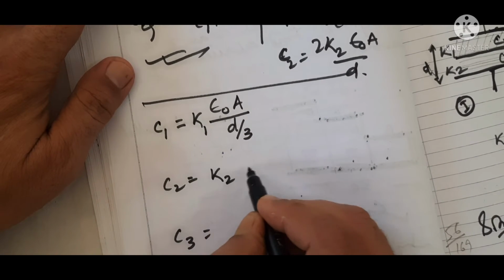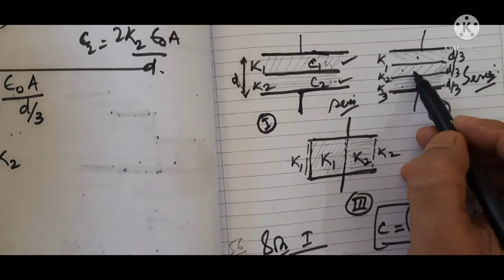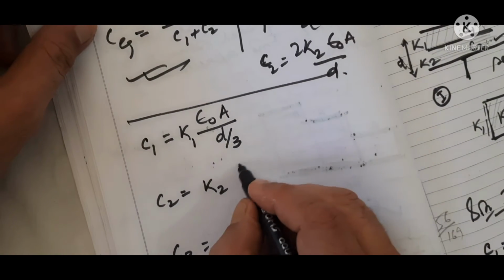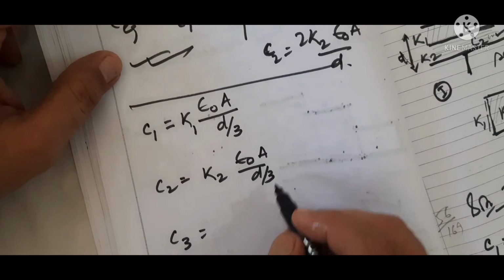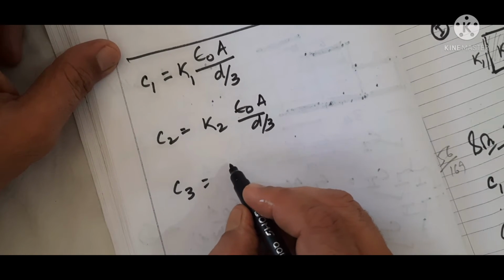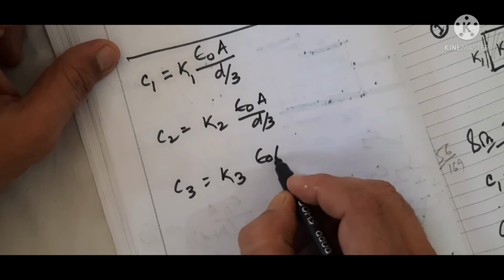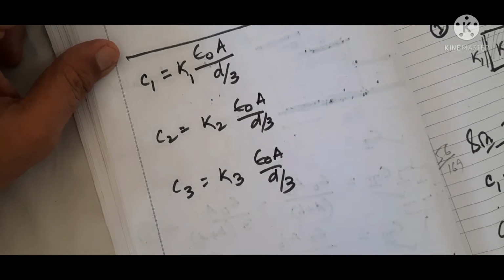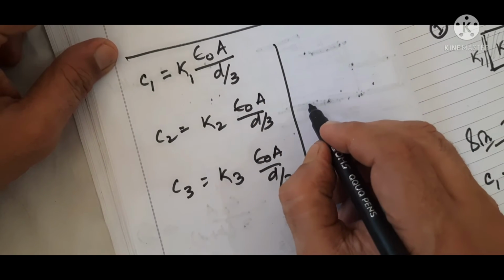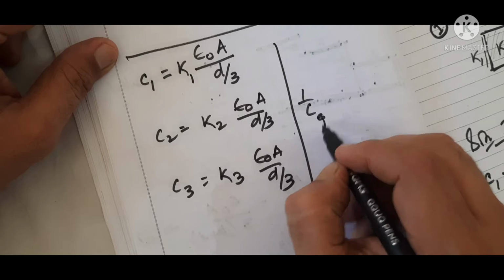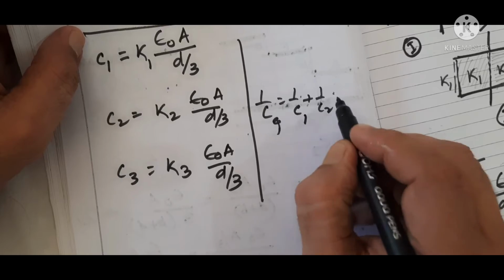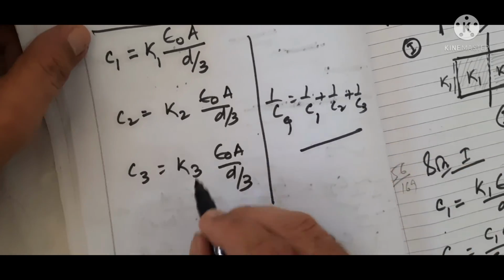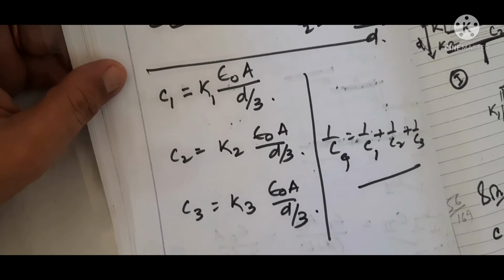Similarly, for the second one, K2 epsilon naught A by D by 3. Similarly, here K3 epsilon naught A by D by 3. And these three are in series, so definitely 1 by C equivalent is equal to 1 by C1 plus 1 by C2 plus 1 by C3. Put the values of these and get the result.